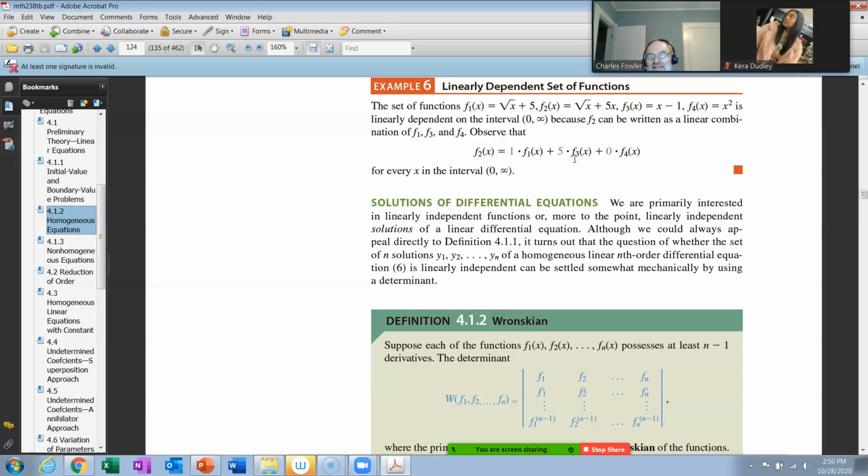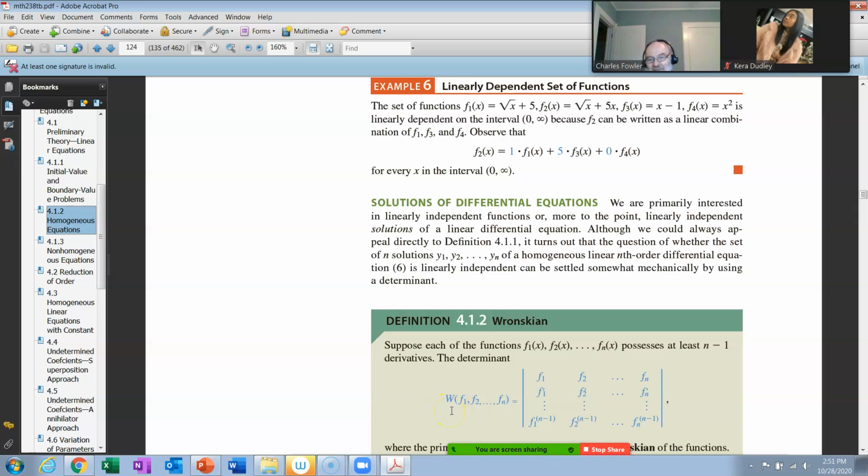Now let's think of another way to look at this: solutions of differential equations. We are primarily interested in linearly independent functions, or more to the point, linearly independent solutions of a linear differential equation. Although we could always appeal directly to the definition, it's awkward. It turns out that the question whether a set of n solutions of a homogeneous nth order differential equation is linearly independent can be settled somewhat more mechanically by using a determinant. And you're also in linear algebra, where you're using determinants now. So here's what we're going to do. Suppose that we have these functions f1, f2, f3, f4 up to fn, and that each possesses at least n minus 1 derivatives. Now, the determinant we're going to name W.